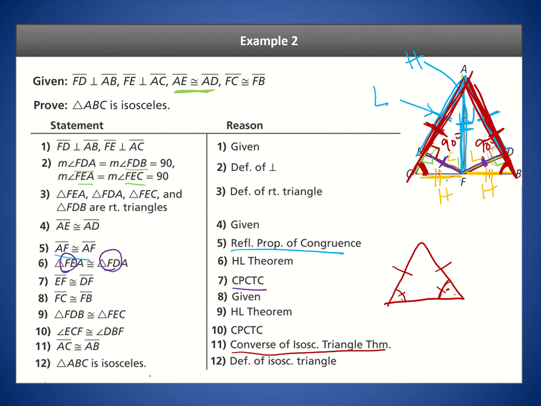Triangle ABC is isosceles. Why? Because that's the definition of an isosceles triangle. The definition of an isosceles triangle is if you have two sides that are the same. And the proof is complete.